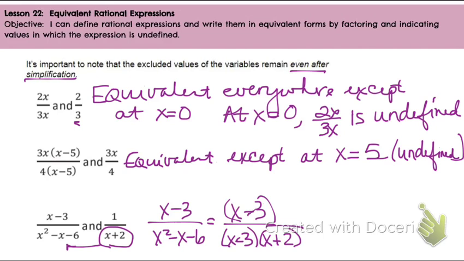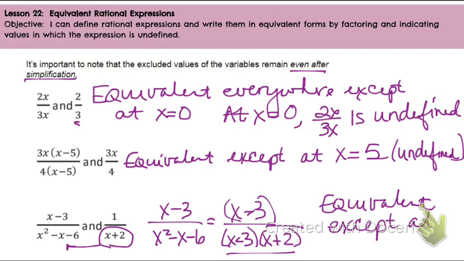So they're equivalent everywhere except at two values where the denominator would equal 0. Hopefully you're starting to catch on: when x equals 3 or negative 2, they are not equivalent, because the first expression is undefined at those values.